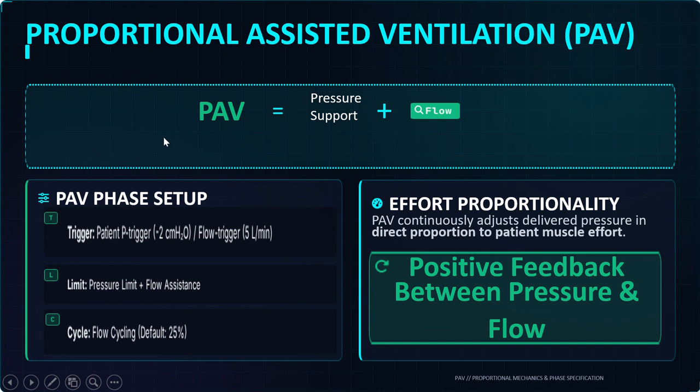Proportional assist ventilation is just pressure support plus flow. Setup: trigger by the patient, pressure or flow trigger of 5 or -2 centimeters of water; limit: pressure limit plus flow assist; cycle: flow cycling, by default at 25%. Proportional assist ventilation continues to adjust the level of pressure in direct proportion to the patient's muscle effort, as a positive feedback between pressure and flow.